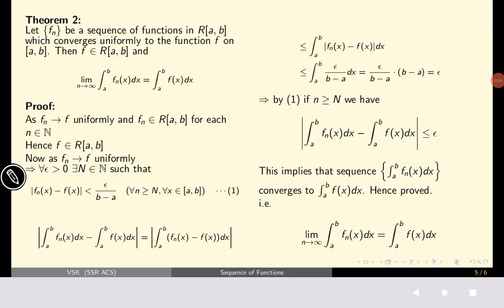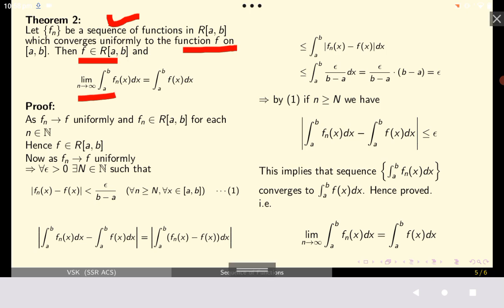Now let us see the next theorem, that is also very easy. The statement is: let Fn be a sequence of functions in R[a, b] which converges uniformly to the function F on [a, b]. Then F is Riemann integrable, that we have already proved, and the limit as n tends to infinity of the integral from a to b of Fn(x) dx is equal to the integral from a to b of F(x) dx. Note that it means if this happens, then we can interchange the limit and the integration. The limit goes inside, and as n tends to infinity, Fn(x) becomes F(x). That is, these two can be interchanged.